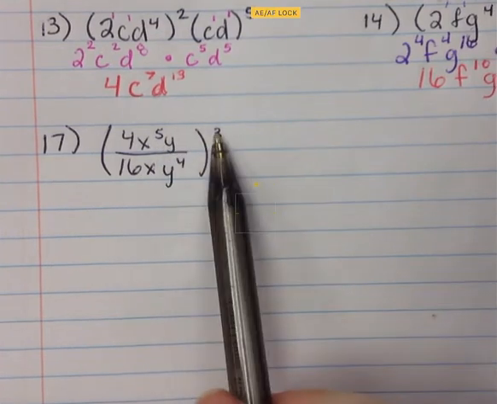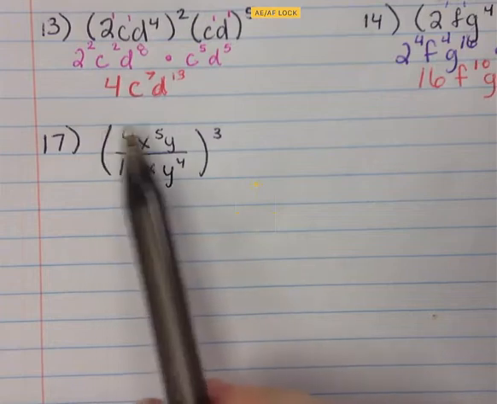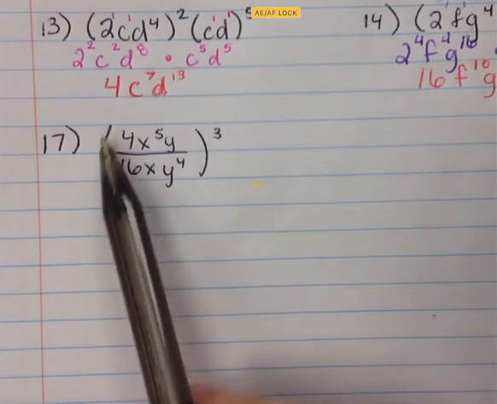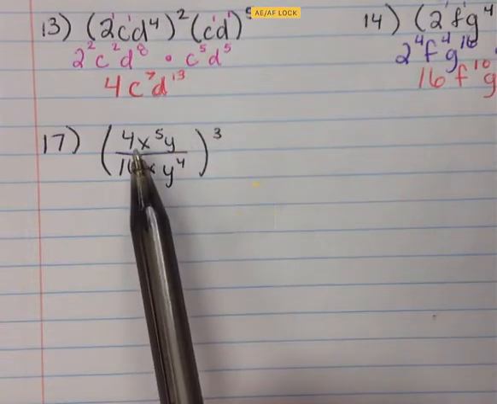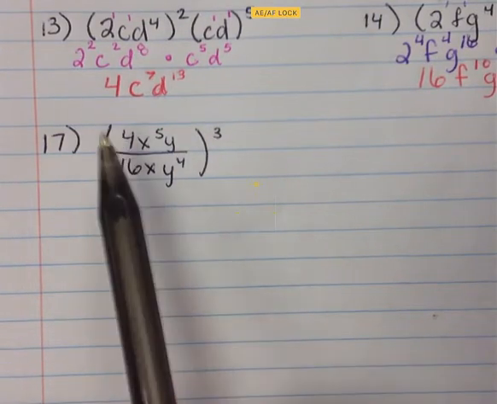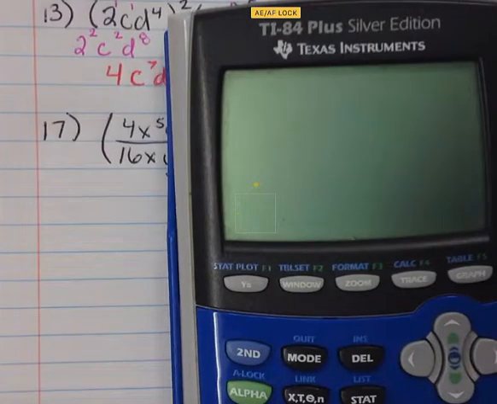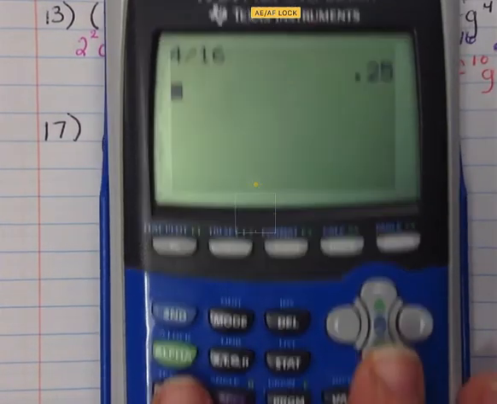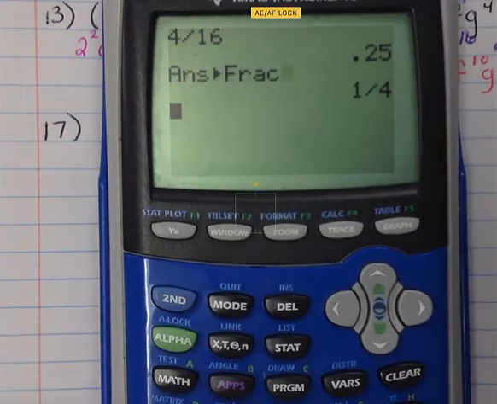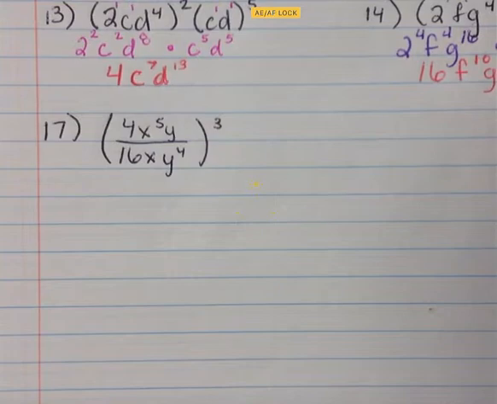Now, instead of just going ahead and distributing the 3 to everything, what I'm going to do is simplify the inside first, because this is not negative. If you simplify the inside first, it makes things a little bit easier, and you don't have to multiply as much. So let's go ahead and start with our numbers. 4 over 16. 4 divided by 16, so I put in my calculator. 4 divided by 16. It is a decimal, so I hit math, enter, enter, and it gives me 1/4. So make sure you always simplify your fractions. It's 1/4.